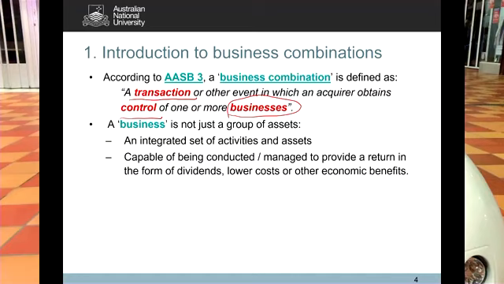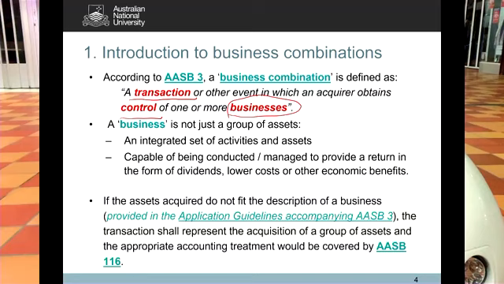Basically, a business is an integrated set of activities and assets rather than just a group of assets. And this business is capable of being conducted or managed to provide a return in different forms, like dividends, lower costs, or any other economic benefits. So you may ask, this is about the business combination, but how about if I just acquire a group of assets? If that's the case, how do we deal with that?